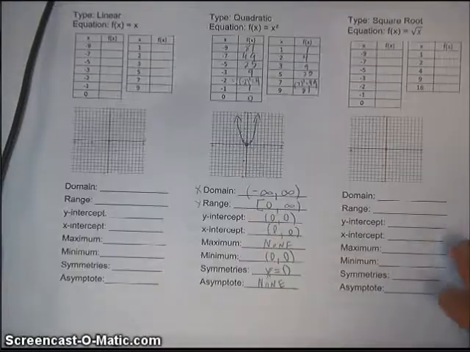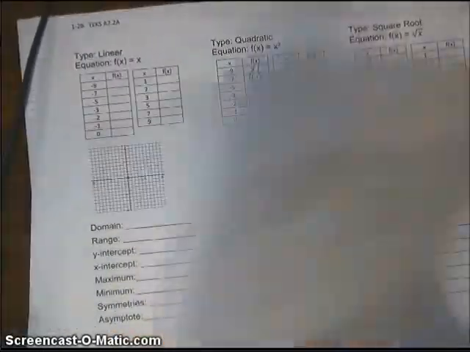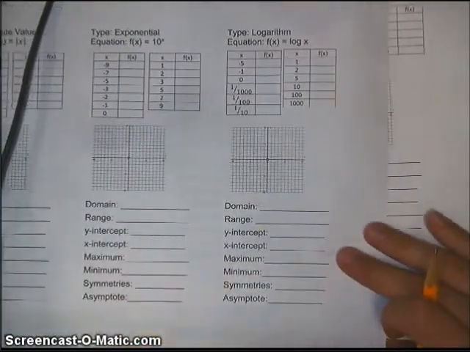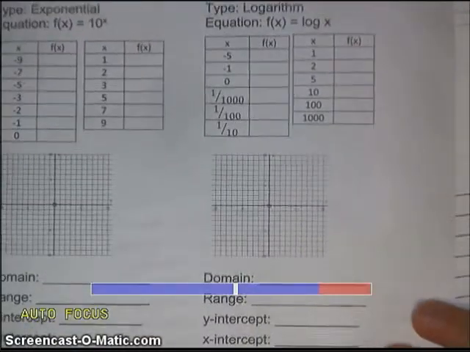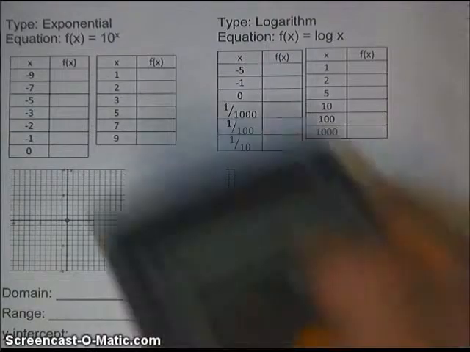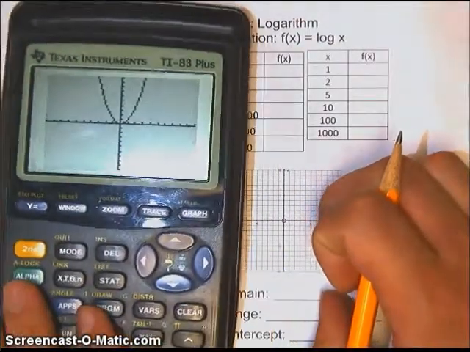But let's talk about one that does have an asymptote. Let's talk about logarithms. That's this one right here. Let me zoom in on that. So the first thing we need to do is fill in the table. I'm just going to use the calculator if that's all right with you. I'm going to clear this out.